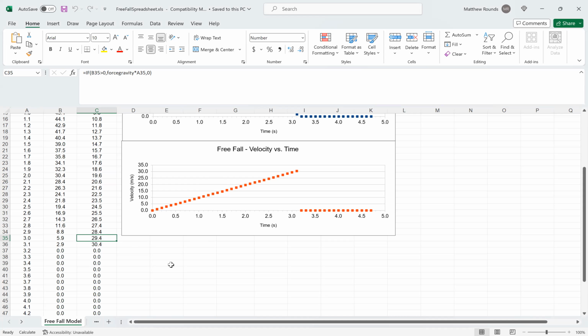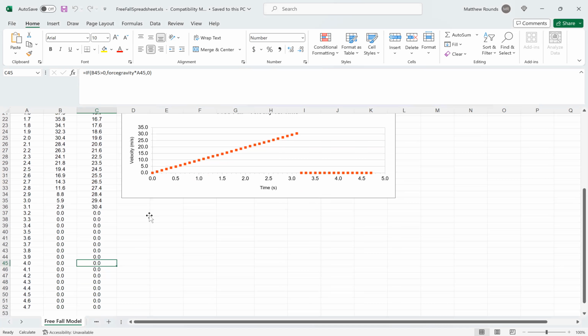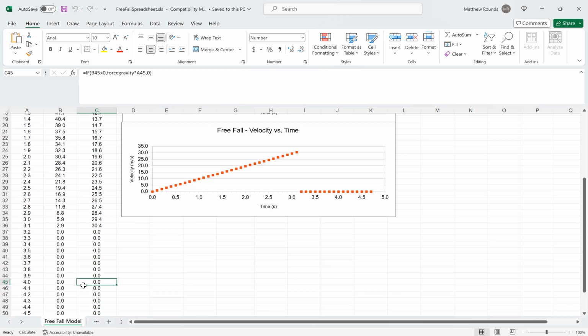So that's like 29.4. Yes. Okay. And then what's going on at 4 seconds? It's all the way down, so it's zero. Yeah, so what do you think's happening there? What do you think is causing it to go back to zero?